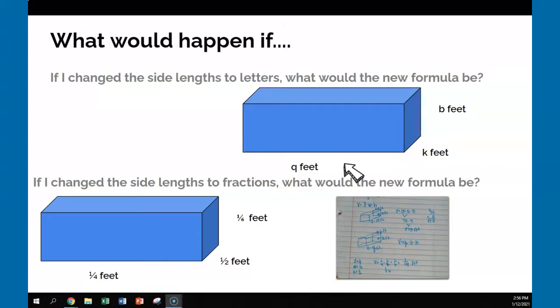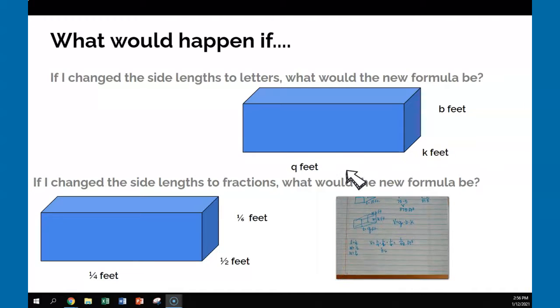As long as you are aware that when multiplying fractions, you multiply straight across, you should be good to go when multiplying to find the volume of a rectangular prism with fractional side lengths.